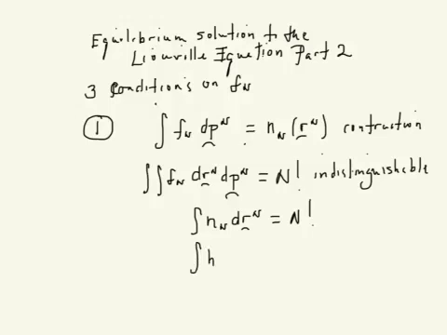In terms of our separable solution, integrating the function h sub n over all momentum space would give us 1. So these will be called the normalization conditions.